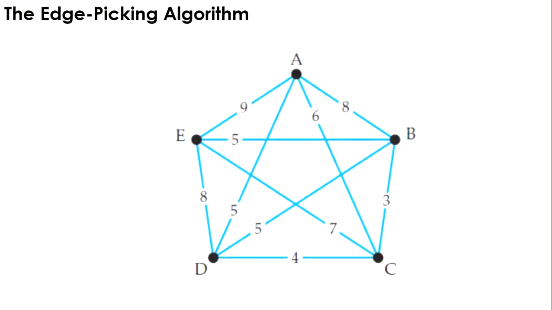Okay, you try this one. Try this graph. Identify all the edges with smallest weight. Then try to identify the Hamiltonian circuit using the edge picking algorithm. Okay, so you can pause the video, get your pen and paper to identify the Hamiltonian circuit here.